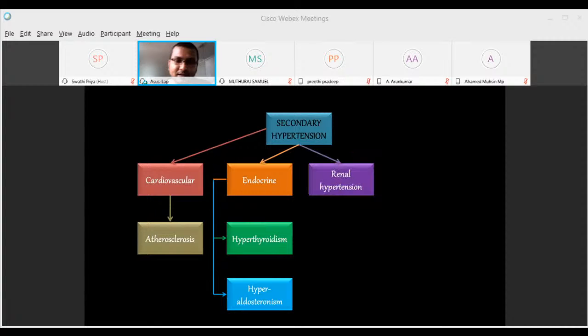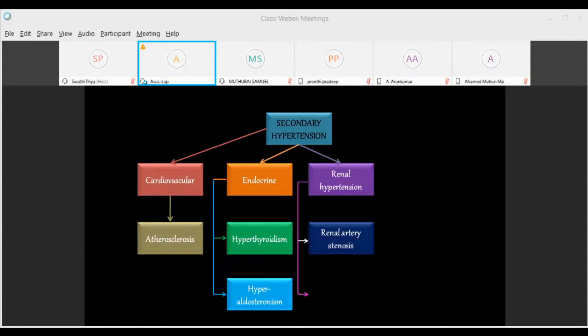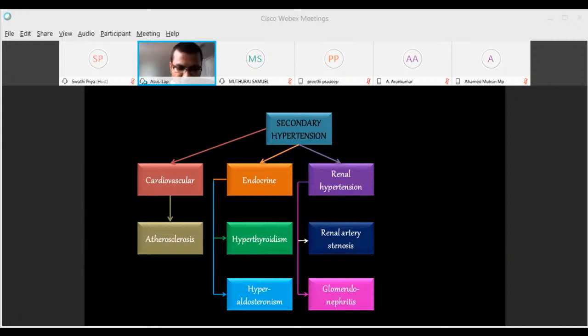Next is renal hypertension. So, renal hypertension is caused by renal artery stenosis. Stenosis means what? Renal artery stenosis means the narrowing of the renal artery. Mostly this kind of problem occurs in old age people. And next is glomerulonephritis. So glomerulonephritis is the inflammation of the nephrons, inflammation of the glomerulus, typically caused by an immune response. So glomerulonephritis can lead to kidney disease and that can cause high blood pressure.